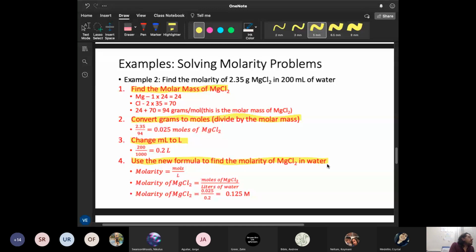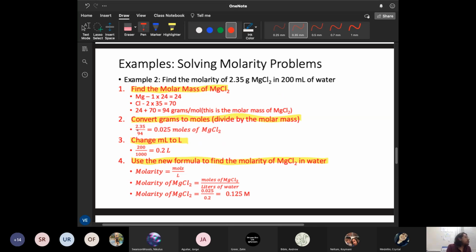Step 1 is we find the molar mass of magnesium chloride. MgCl2: 1 magnesium, 2 chlorines. Multiply by 24 for magnesium, multiply by 35 for chlorine. 2 times 35 is 70, add them up, and the molar mass of magnesium chloride is 94 grams. Not bad. Down here, we must convert 2.35 grams of magnesium chloride to moles of magnesium chloride.